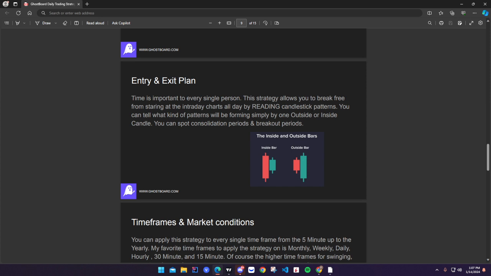So when you're reading these candlestick patterns, you can kind of predict what the next pattern is going to be. It's kind of like puzzle piecing, right? So you can see over here we have an outside bar. And whenever you have an outside bar, you can expect an inside bar.